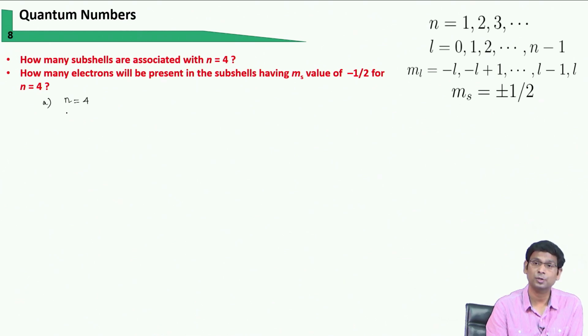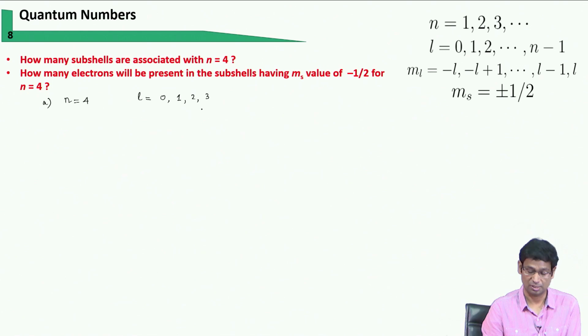So, to answer the first bit, we know that n equals 4. So, therefore, the principal quantum number n is given, n equals 4, and we know for n equals 4, L goes from 0 to n minus 1, and in this case 0, 1, 2, 3. So, these 4 are called subshells. So, these are the 4 subshells that we have.